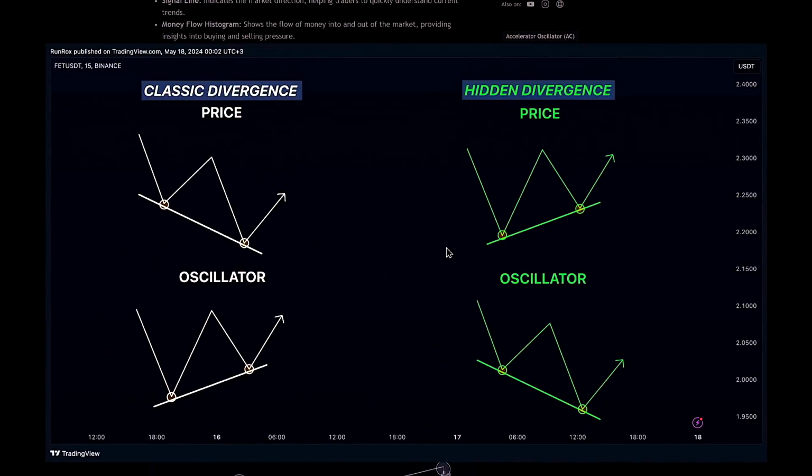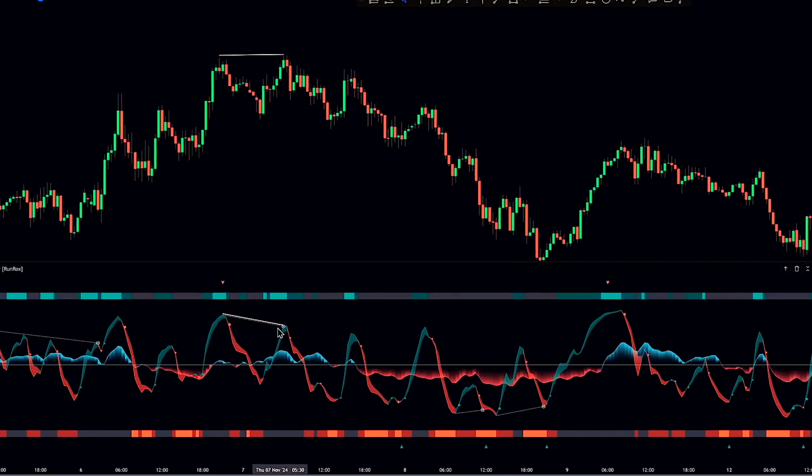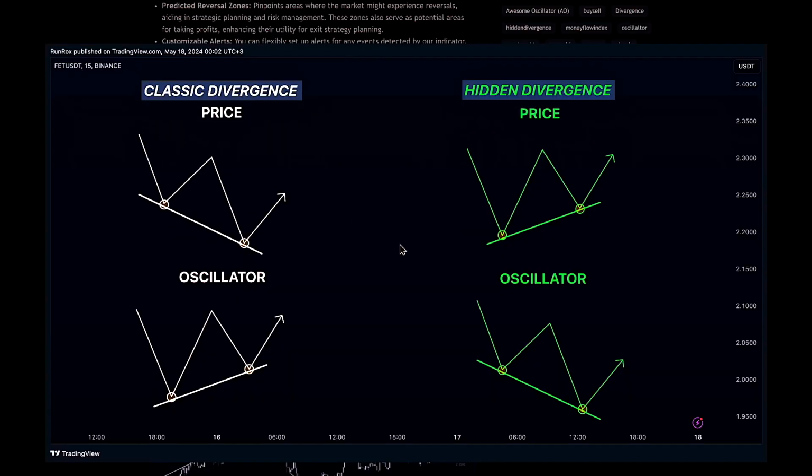A regular divergence is when the price and oscillator go in opposite directions. For example, in a bullish divergence, the price hits a new low, but the oscillator doesn't. It makes a higher low instead. For a bearish divergence, the price reaches a new high, but the oscillator makes a lower high. The turbo oscillator flags these mismatches instantly to hint at potential reversals. Hidden divergences? They're just the opposite of regular ones, as you can see in the visuals provided.